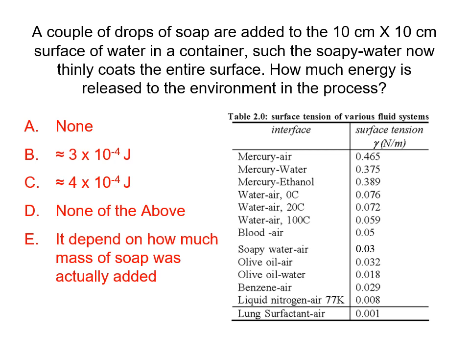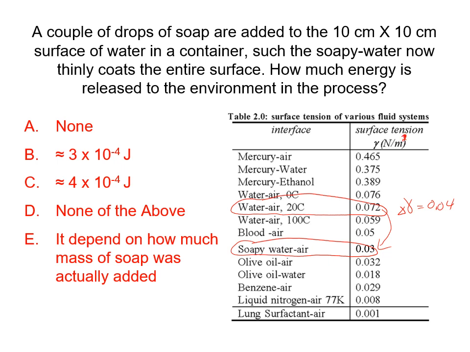If we look at water and air, surface tension is 0.072, comparing that to soapy water and air, which is 0.03. So the change in surface tension is 0.04 newtons per meter. Sorry, not meter squared.